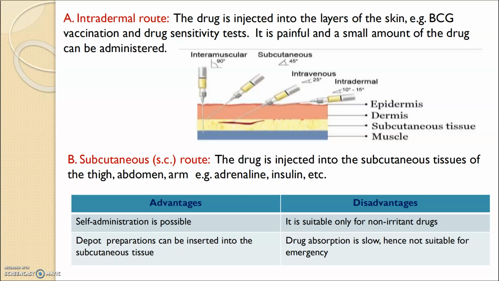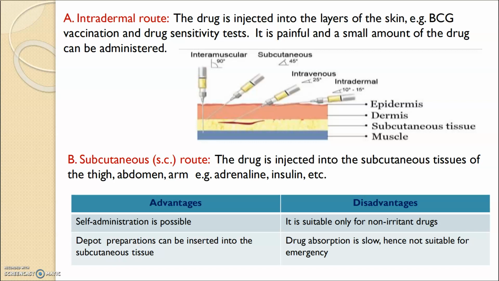Second, subcutaneous route. The drug is injected into the subcutaneous tissue of the thigh, abdomen and arm, for example, adrenaline and insulin type of drugs. See, in the image you can see these are the various types of angles to administer the drug for the specific type of injections.